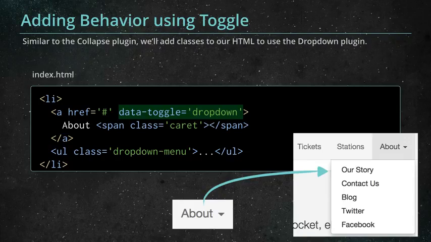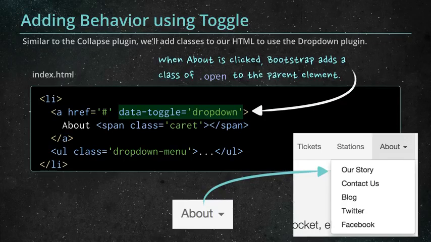Well, we aren't removing a class that's already added, like with the collapse plugin. Instead, clicking on About will add a class of open to the parent of the clicked link. In this case, what that means is that the li element, which is the parent element of our About link, well, it'll get a class of open.